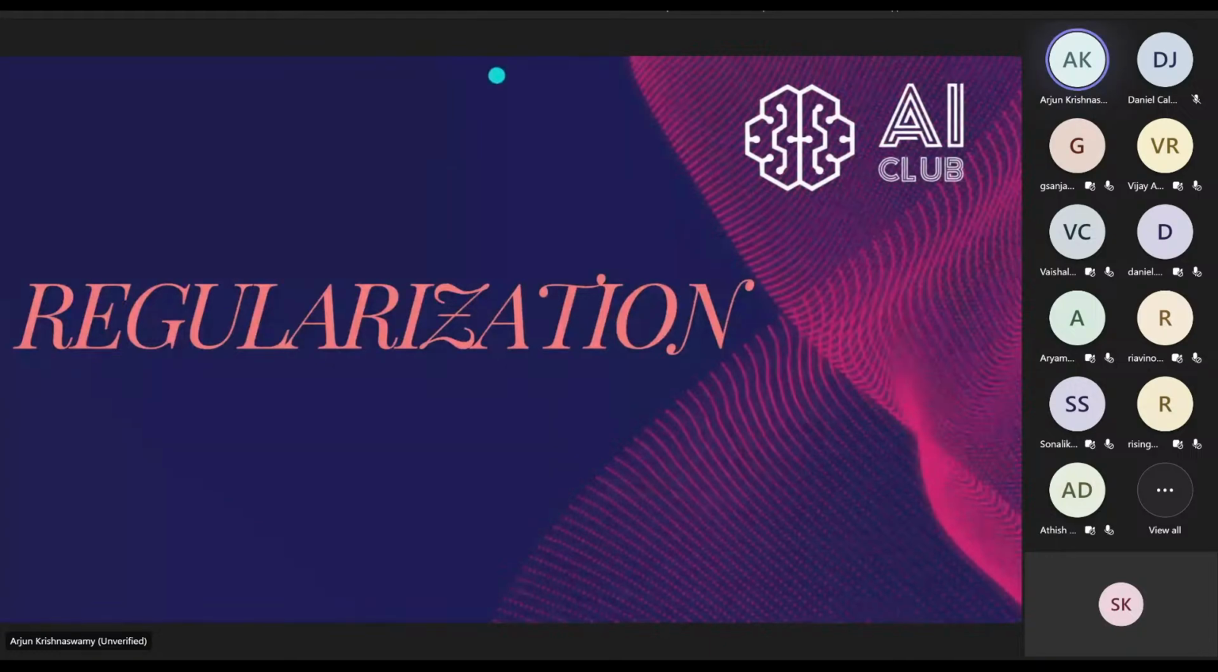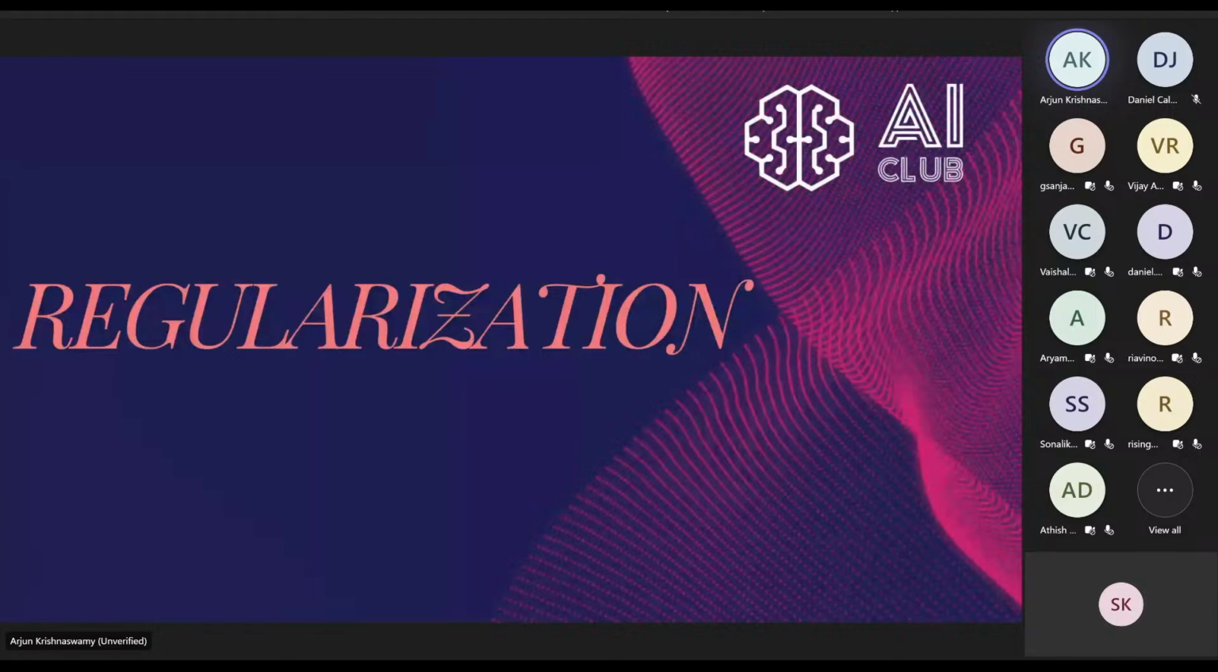Is the screen visible? Yeah, it's visible. So if you have any doubts about the first half, you can put it up in the group, and now I'll be continuing with the next half of the session. And I hope my voice is clear. Yeah, it's clear.